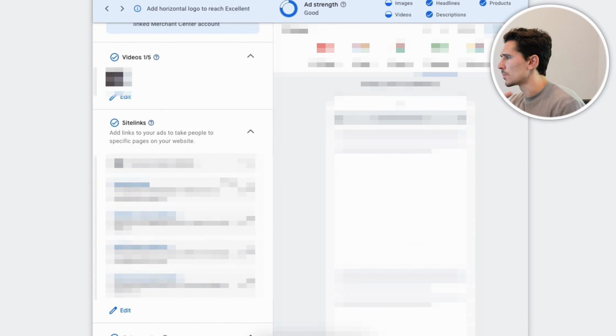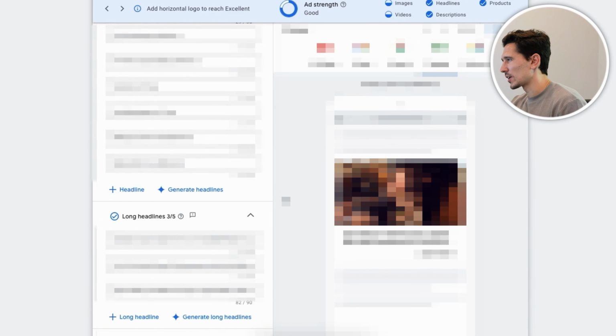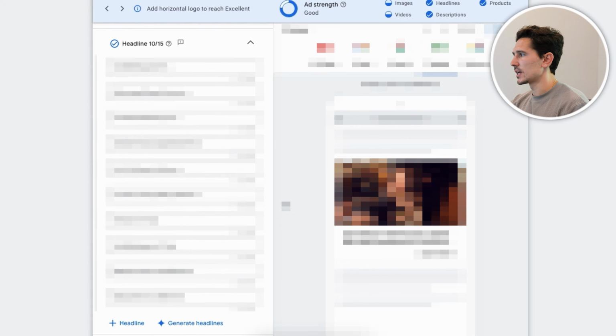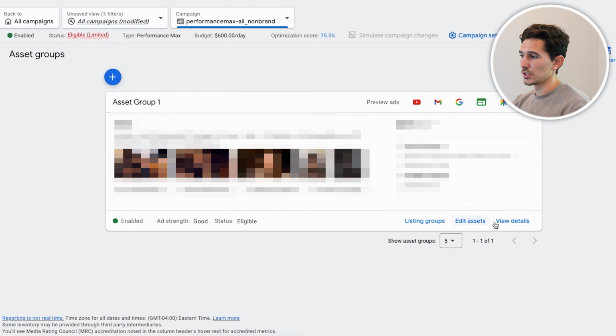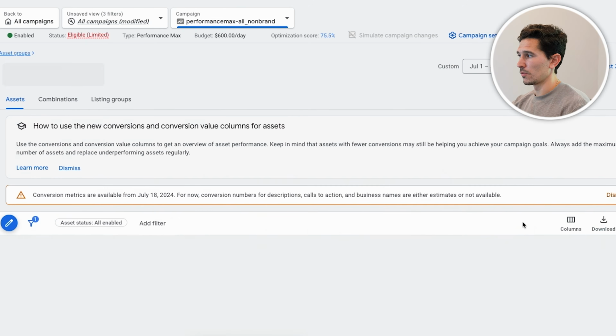So the key here, the most important part here is that on a very regular basis, usually every 7 to 10 days, we're going in here and we're updating anything that's not marked as excellent. The other thing that we're doing here, and this is equally important, is clicking the view details button in our Performance Max campaign.